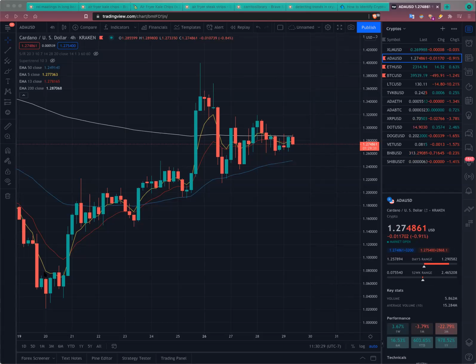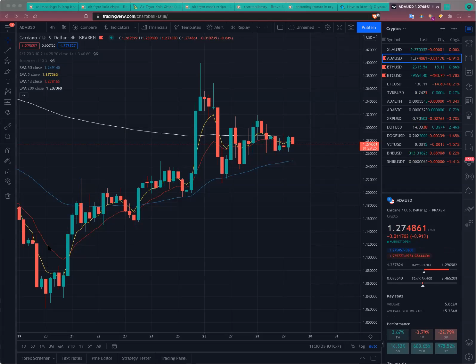So for here, the yellow line is the 5-day moving average. The red line is the 13-day moving average. The blue line is the 50-day moving average. And the white line is the 200-day moving average. So what this shows you is the average price over the past 200 days, 50 days, 13 days, and 5 days, okay?